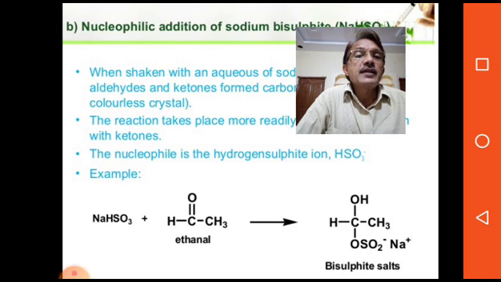Example, when ethanal, that is acetaldehyde, combines with NaHSO3, that is sodium bisulfite, it gives rise to an addition product, that is ethanal sodium bisulfite or acetaldehyde sodium bisulfite.